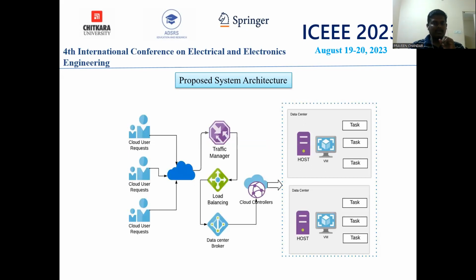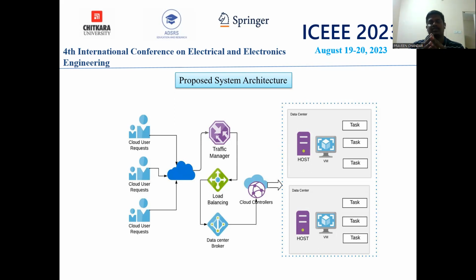As far as the proposed system architecture is concerned, cloud users give tasks to the cloud system, which means they are coming to subscribe to cloud resources. Initially the user request, meaning the tasks, is given to the traffic manager in the cloud. The traffic manager gives the request to the load balancer, the load balancer gives it to the data center broker, and the data center broker provides it to the cloud controller. Finally, the cloud controller allocates the request to the available resource, which means the data center resource. This is exactly what happens in our proposed methodology.